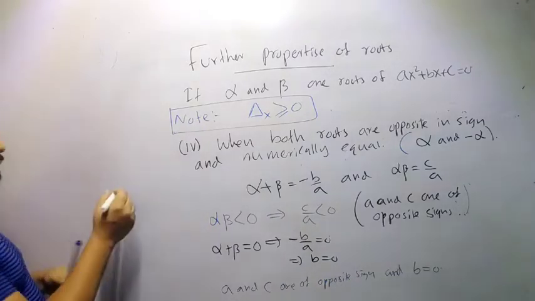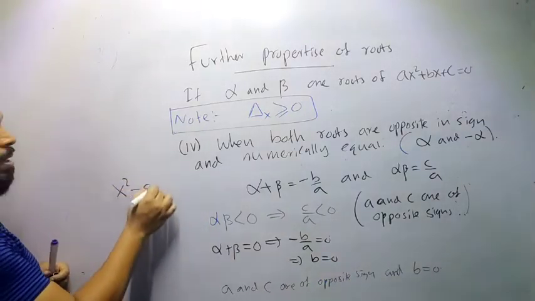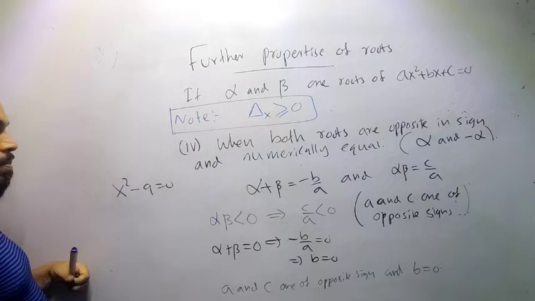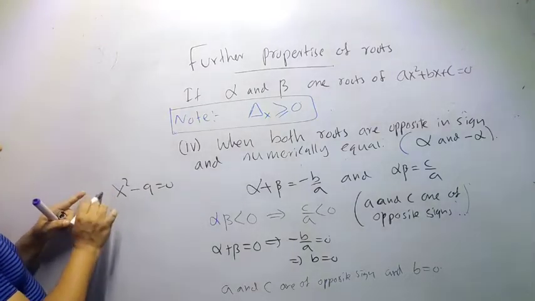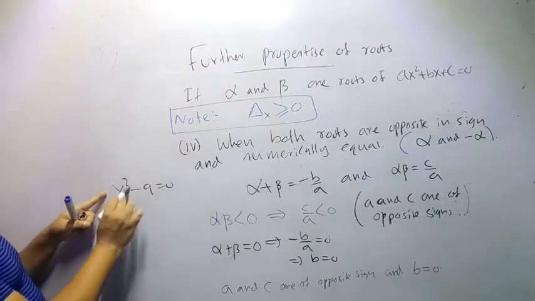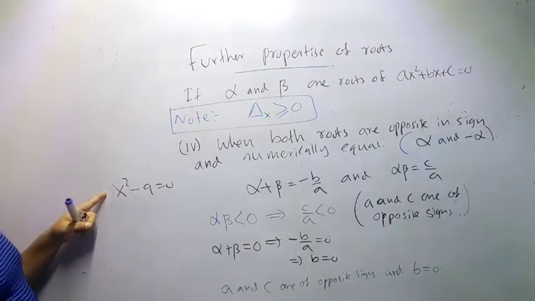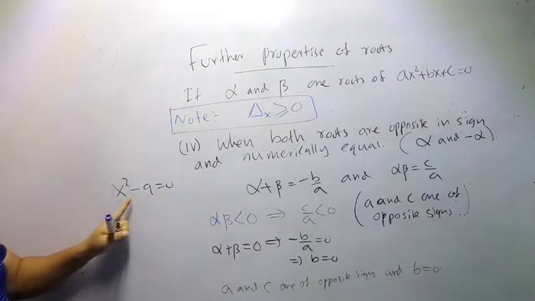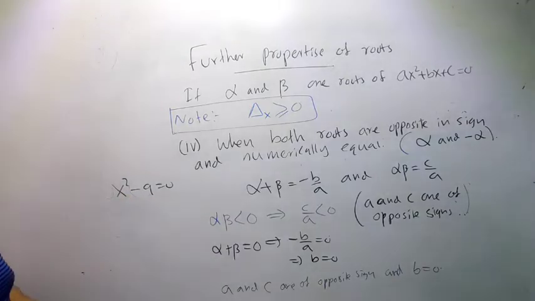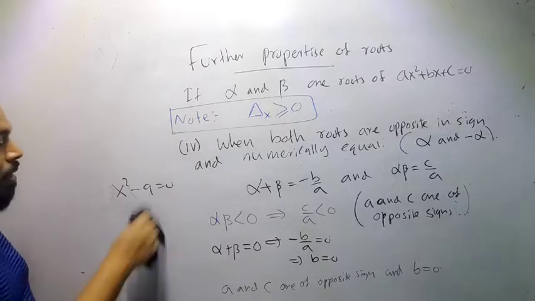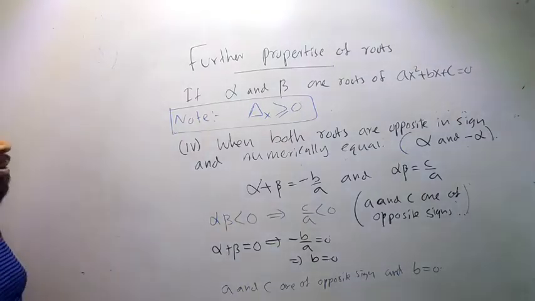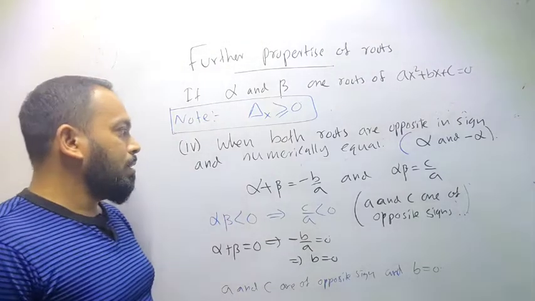An example would be x squared minus 9 equals 0. You can see the coefficient is positive. Here this constant is negative. And the b is missing. That means the x term is missing in this case. So you would have numerically equal roots with opposite signs in this case.